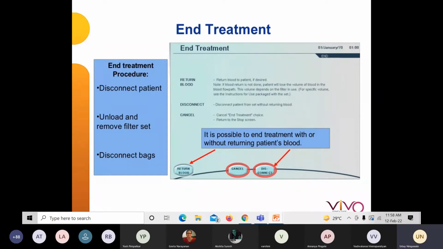Now, ending the treatment. Ending treatment procedure: disconnect the patient. You have to disconnect the patient, unload or remove the filter sets and disconnect the bags. It is possible to end treatment without returning the patient's blood. It's possible if you don't want to return blood. Also, it's possible if the circuit has clogged and you are not able to return the blood. So in this case, you can go without return, or go with disconnect. Continue.